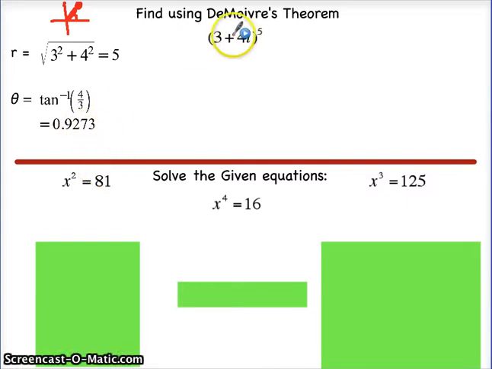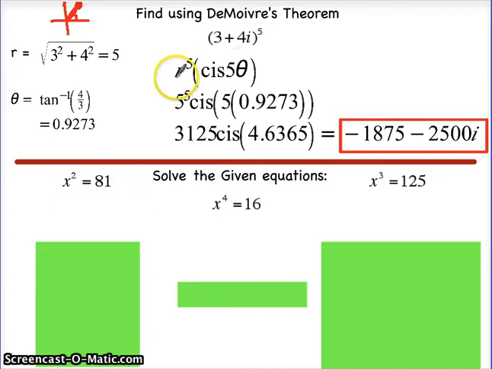Then, using DeMoivre's theorem, we can say r to the fifth CIS of 5 theta, so r to the fifth would be 5 to the fifth, cosine plus i sine of our angle, and notice we're just in radians, so that's perfectly fine. I'm just going to take 5 times that radian angle and get 4.6365.